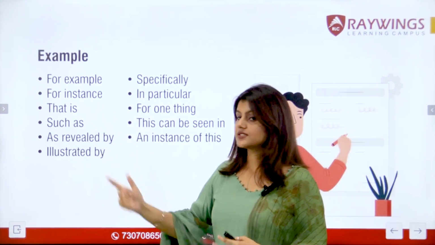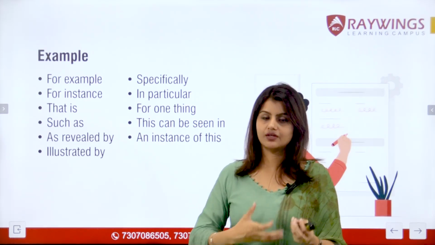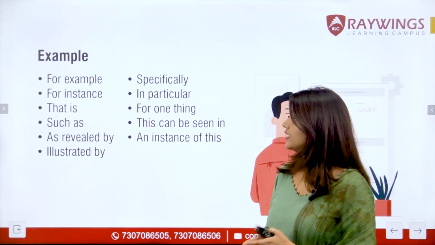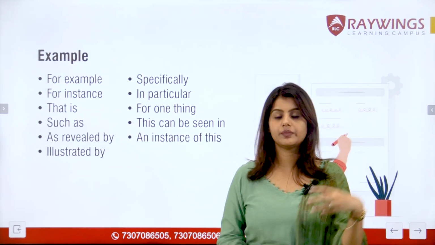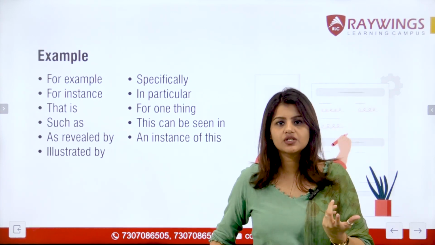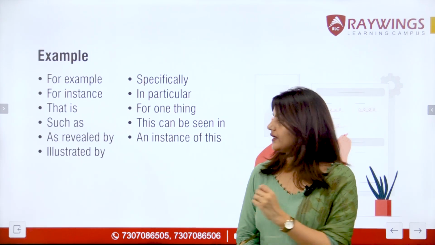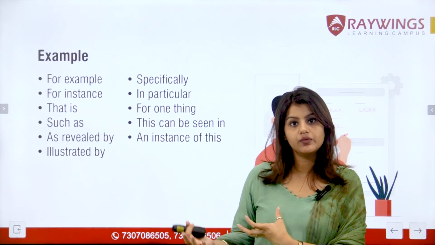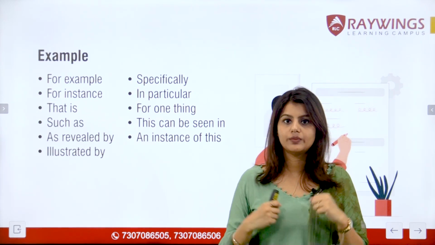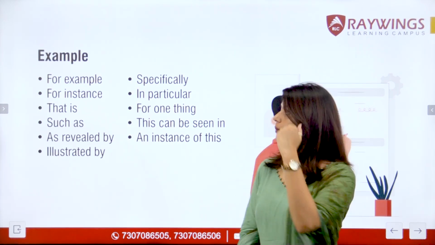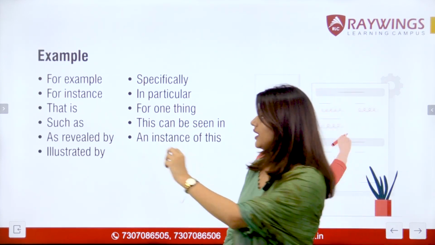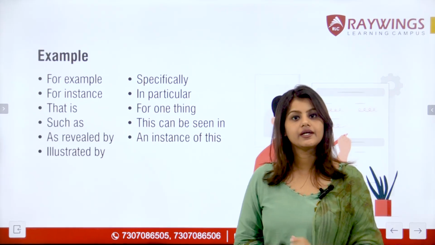Then such as, like you can say such as, and then you can mention the examples. Then as revealed by, so suppose you gave a result of something, and then you have to tell the example of whose result it was, how it was revealed. So you told a fact, and then you mentioned an example. So you said a statement, and then you said as revealed by, and then mention the example.